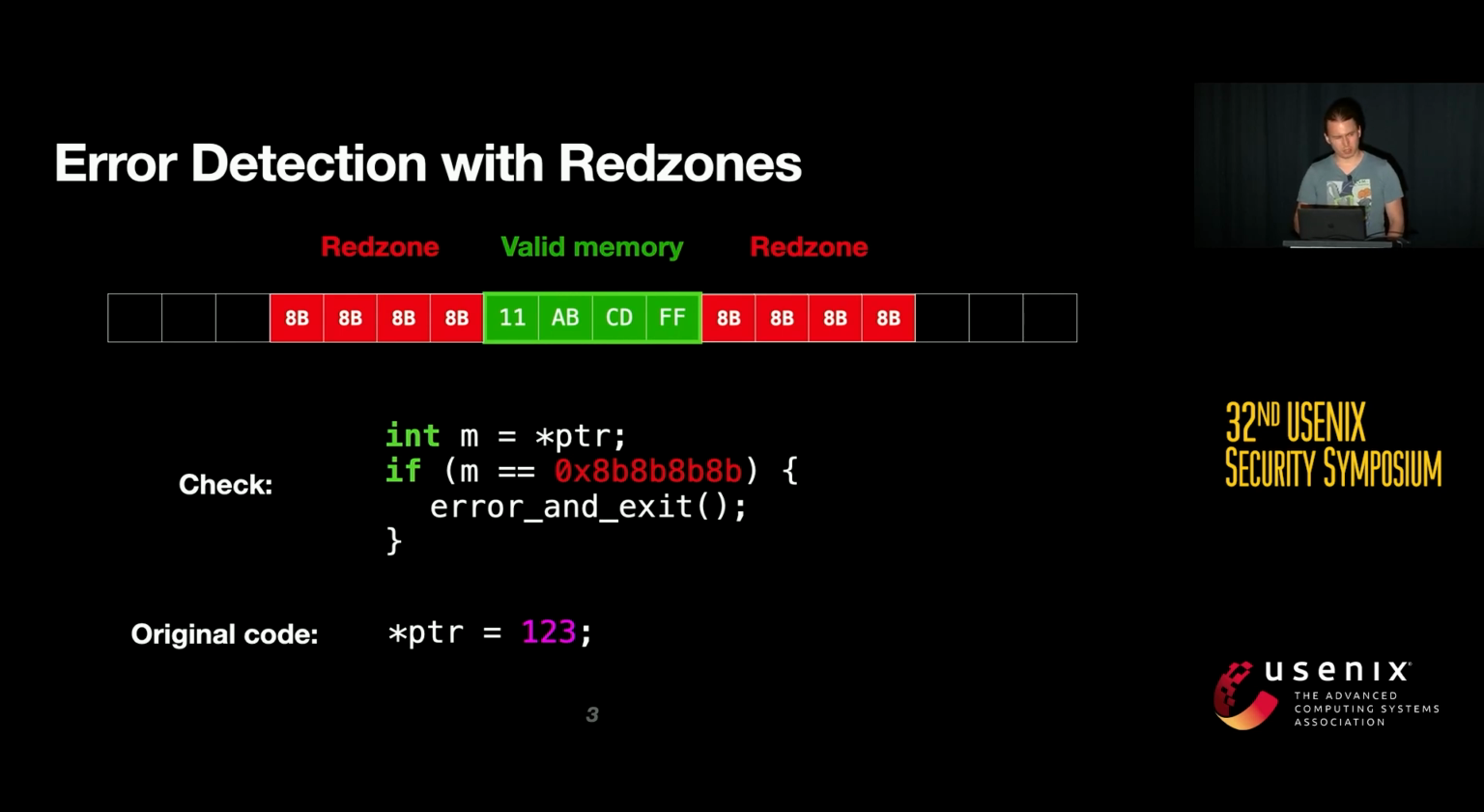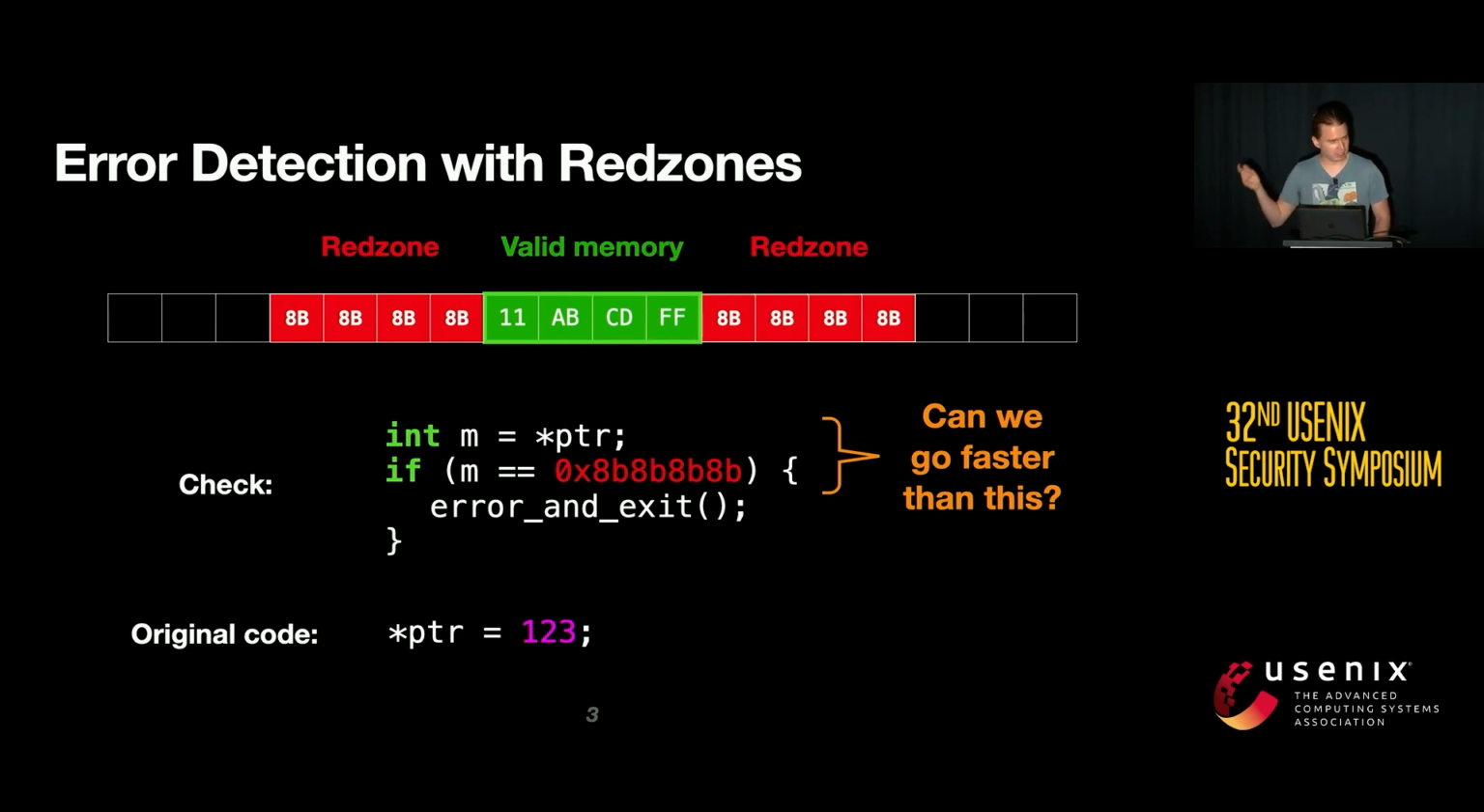And the question is, where is the remaining overhead in this already very fast solution? If we benchmark it, we see that most of the overhead comes from these 2 lines at the top. We load the red zone value, we compare it against the red zone pattern, and then we potentially go to the error handler. Note that the error handler is not part of the overhead. It's really cold code. From millions of checks, maybe it's called once, because most memory accesses are usually valid.